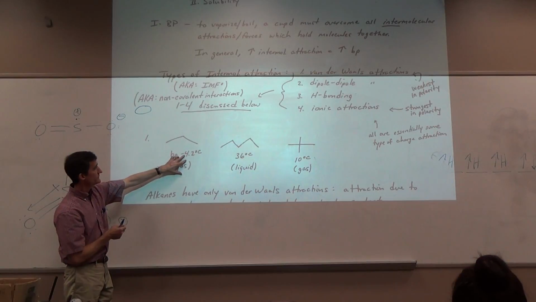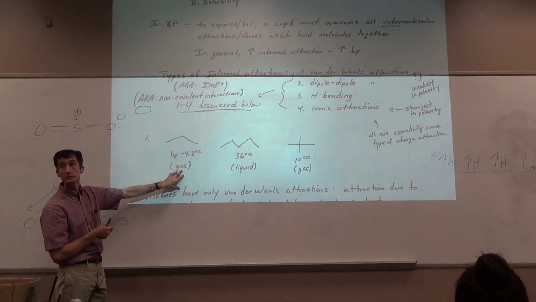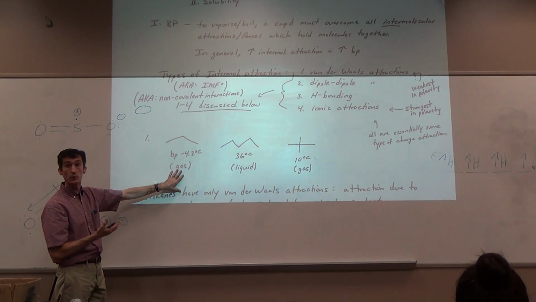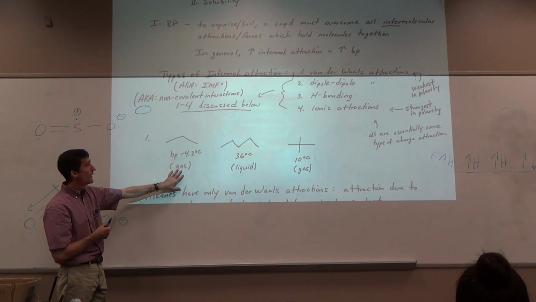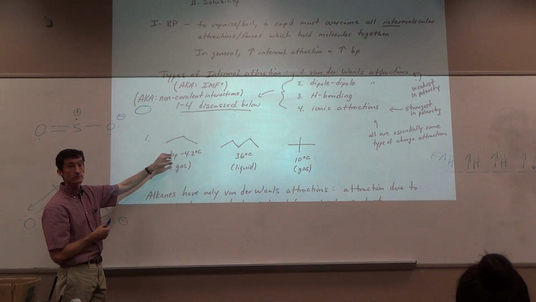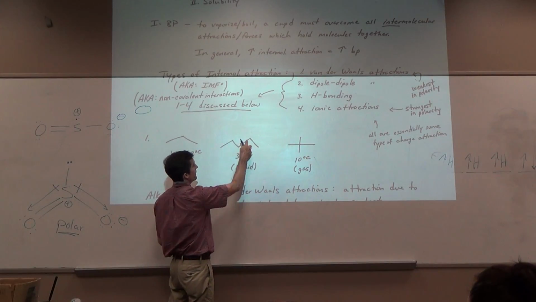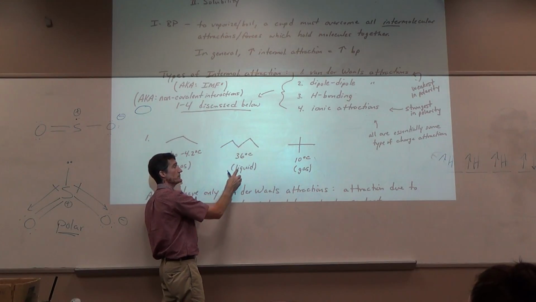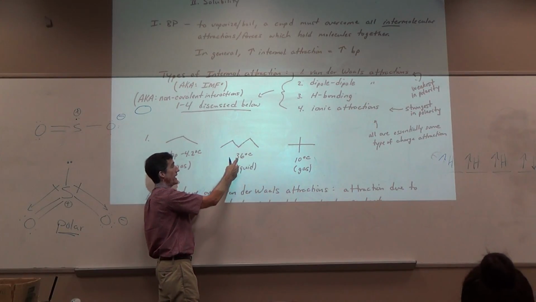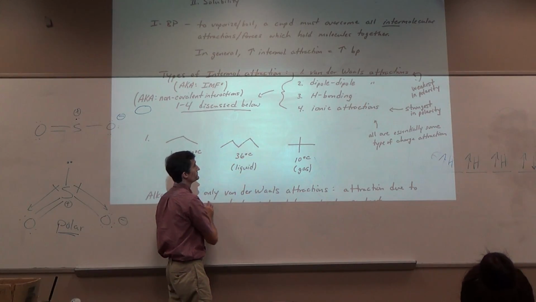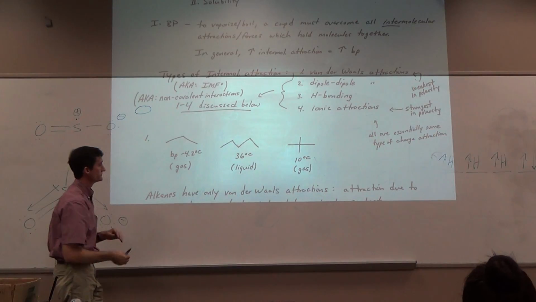Boiling point of propane is negative 4.2, so at room temperature it's a gas. Already boiling at room temperature. We burn our grills with propane gas. Pentane is 36 degrees, and so at room temperature it's a liquid. Higher boiling point. Why is this one higher?